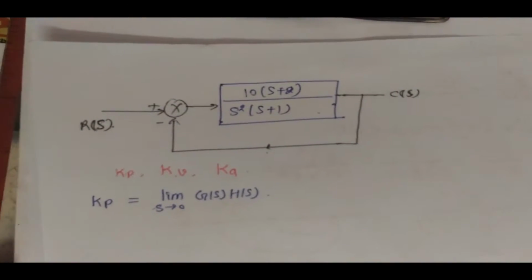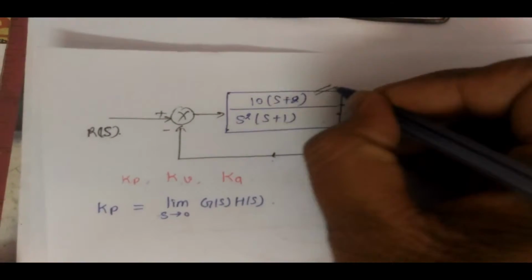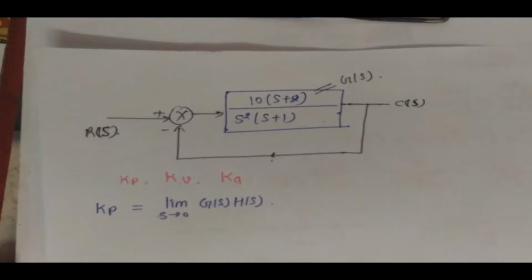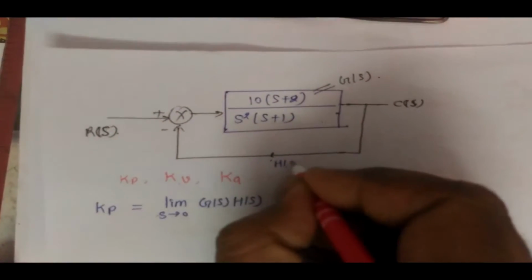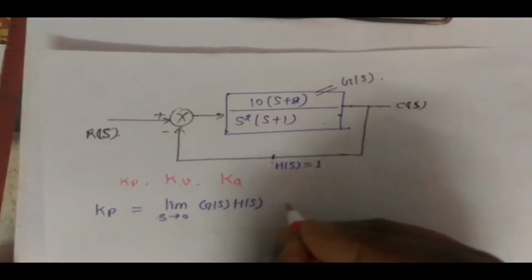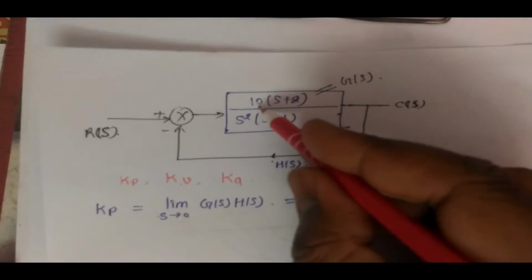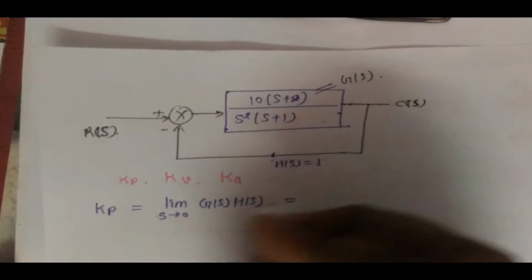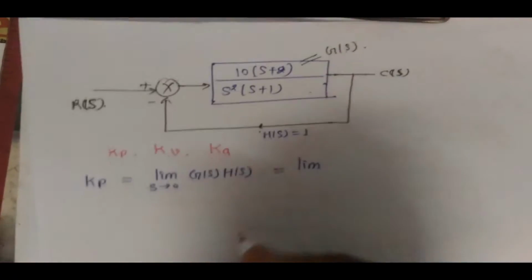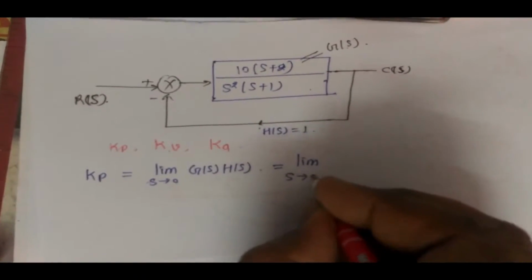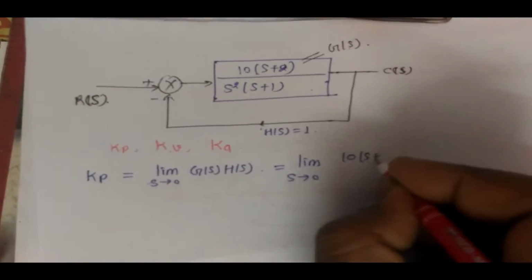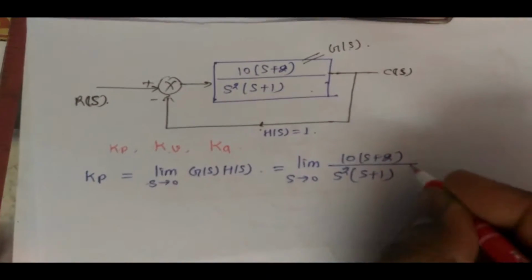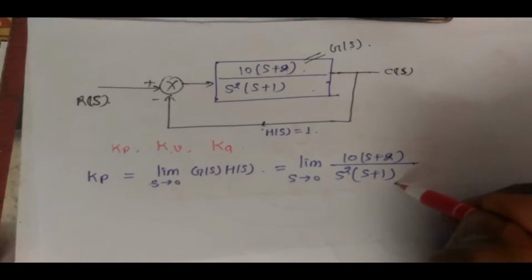Now in this question, the whole block is G(s) and H(s) is equal to 1. G(s) is given as 10(s+2) divided by s²(s+1). Can we write limit s tends to 0 of 10(s+2) divided by s²(s+1)? This is the G(s), same as the G(s) here.